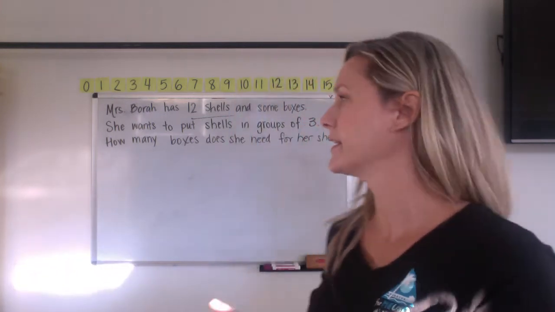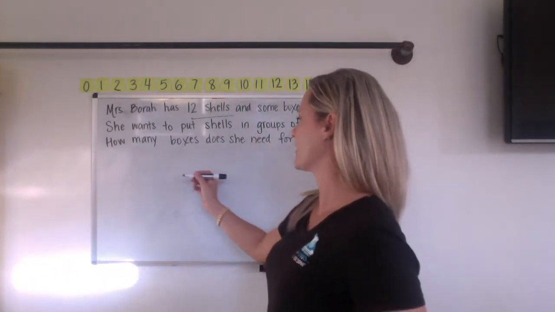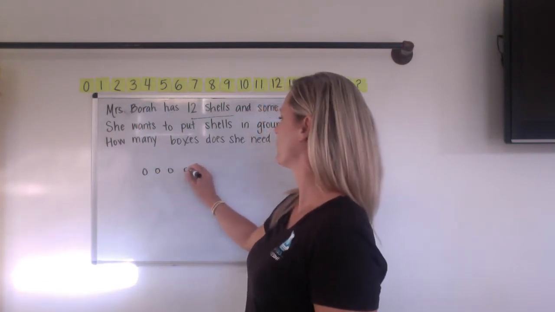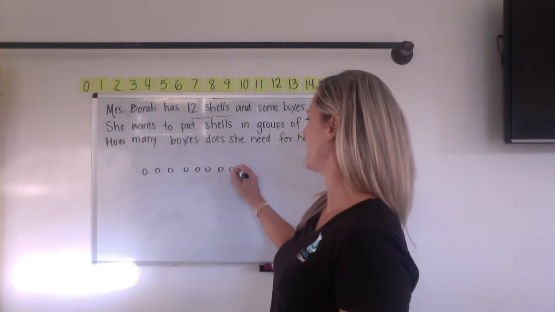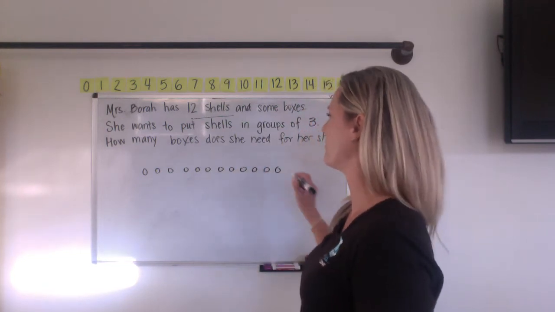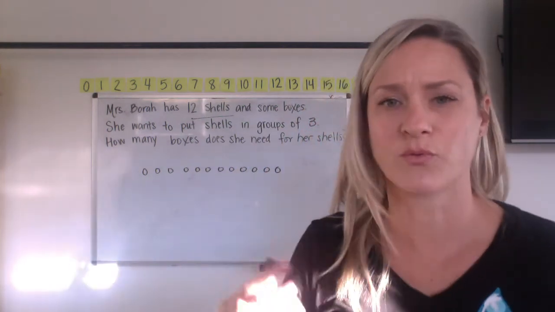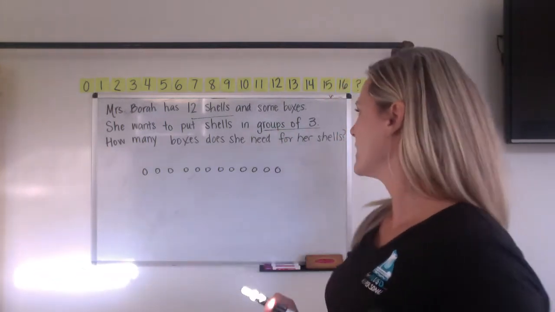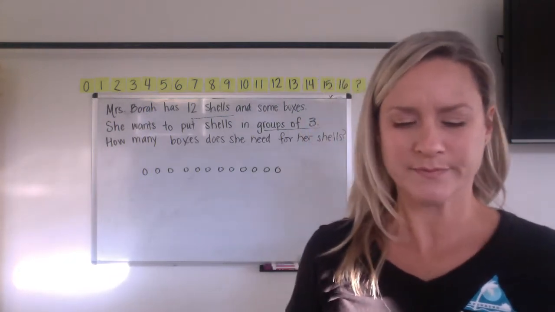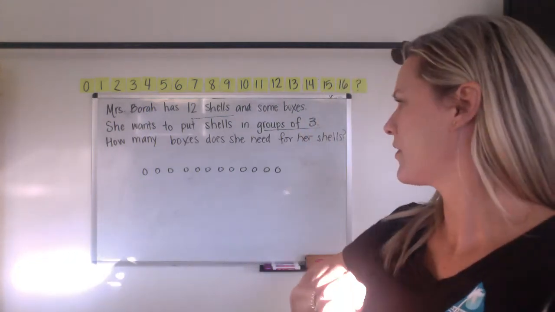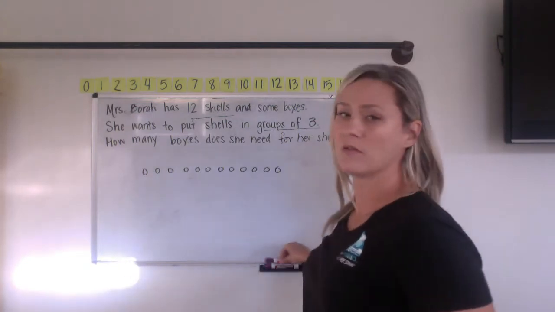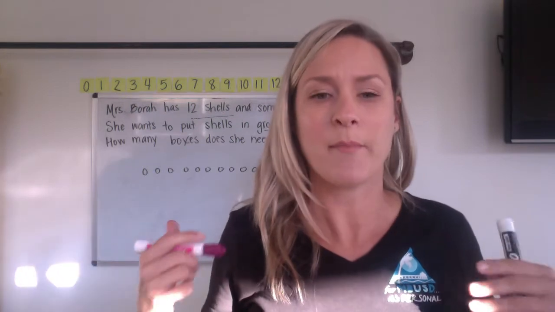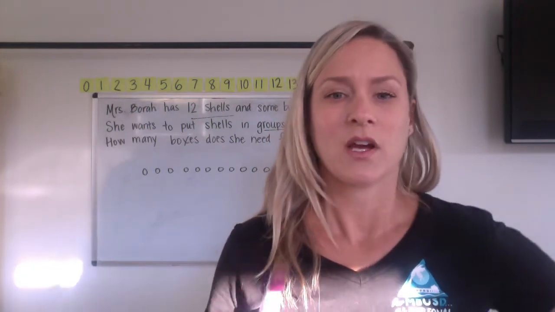So we had 12 shells. I'm going to count out 12 shells. 1, 2, 3, 4, 5, 6, 7, 8, 9, 10, 11, 12. And she wants to put them into groups of 3. How many boxes does she need for her shells? Think about that. We could make groups of 3, and we could figure out how many boxes she'd need by how many groups of 3 we've made. Let's try it out.